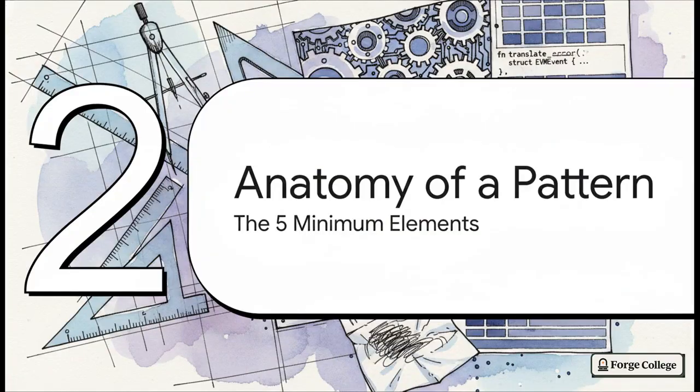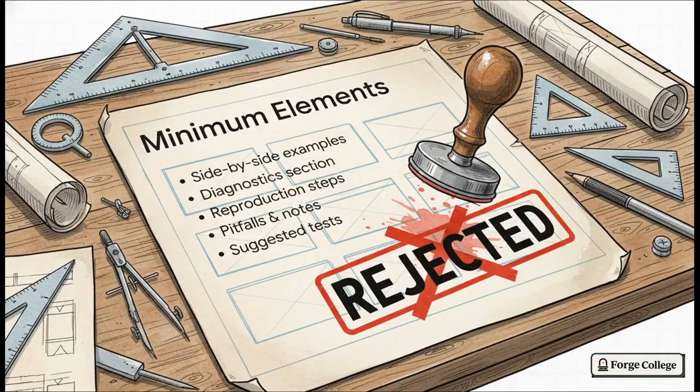Section 2. Anatomy of a pattern, the 5 minimum elements. Because a proper blueprint needs specific, standardized components to actually be usable by anyone else on your team, right? You can't just hand over a scrap of digital paper with some Rust code scribbled on it. There are 5 absolute minimum elements your pattern entry must contain.